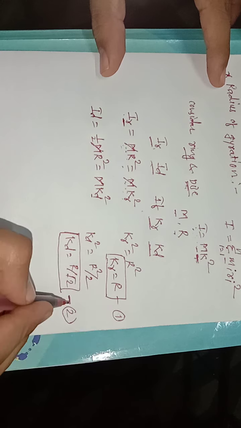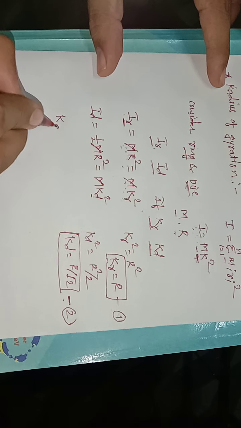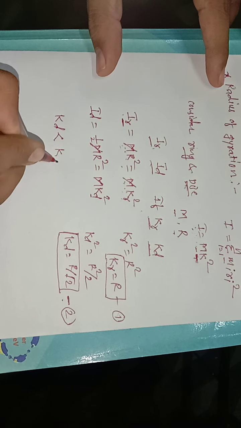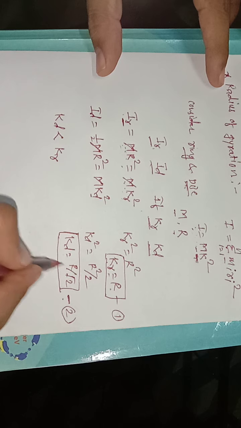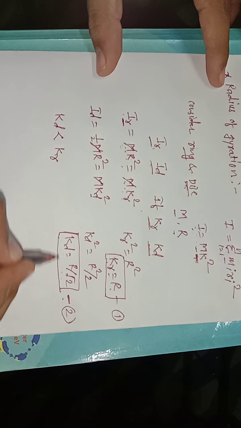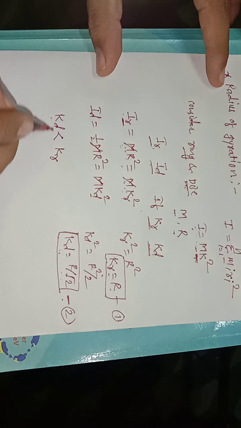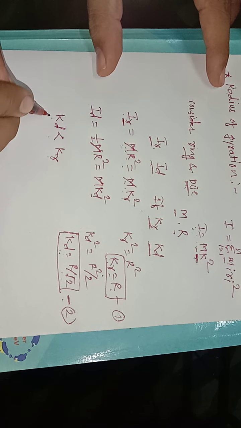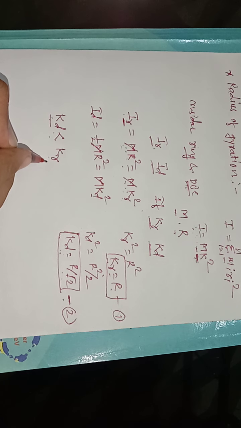From equations 1 and 2 we can write K_D is less than K_R, because K_R is equal to R and K_D is equal to R upon under root 2. That means K_D is smaller as compared to K_R. That means the radius of gyration of the disc is less than the radius of gyration of the ring.